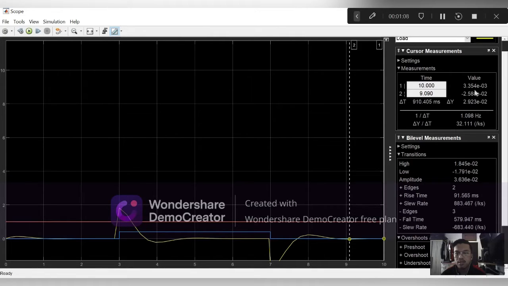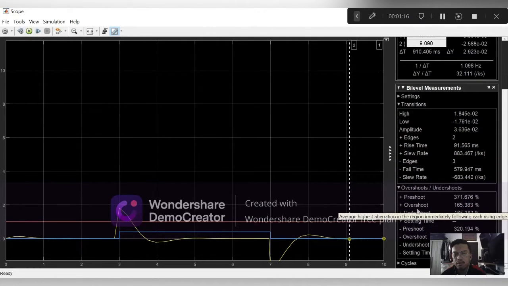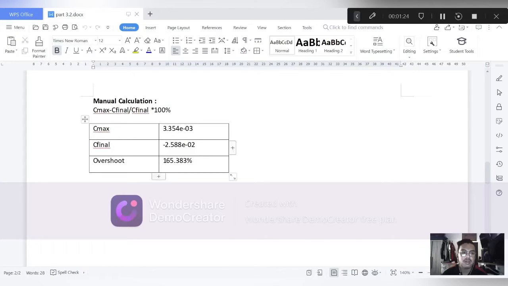This is C max, C final, and next is the value for overshoot. There is a manual calculation for C max and C final. This is how you calculate manually: C max minus C final, over C final, times 100%. The table shows the result from simulation.